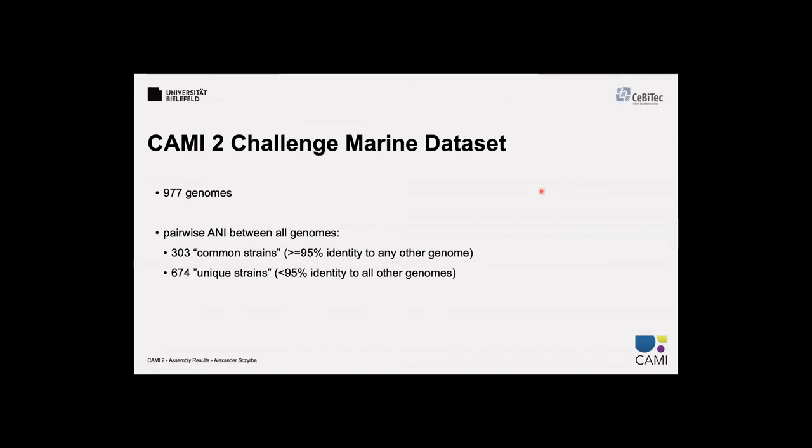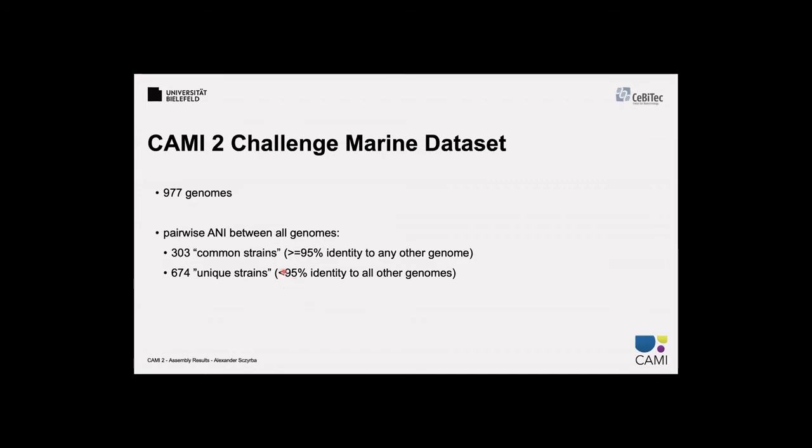So when we look at the marine data set, there are 977 genomes in there. What we do to distinguish the genomes is we calculate the pairwise average nucleotide identity between the genomes. And we divide basically the genomes into two different groups. One group we call the common strains, which are genomes which have at least one other genome in the data set, which has an average nucleotide identity of 95% or higher. And these are 303 of these 977 genomes. And that leaves you with 674 genomes which are unique. Unique meaning there's no other genome which has 95% identity.